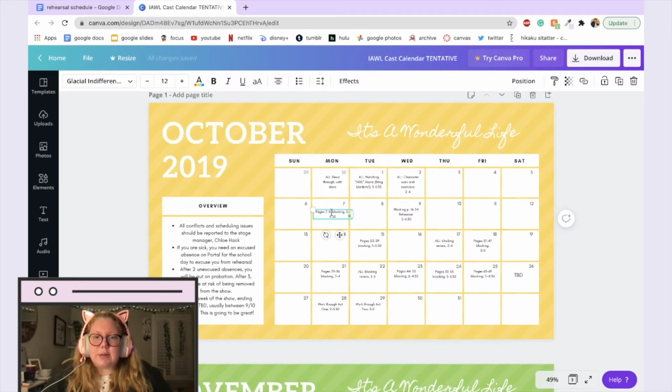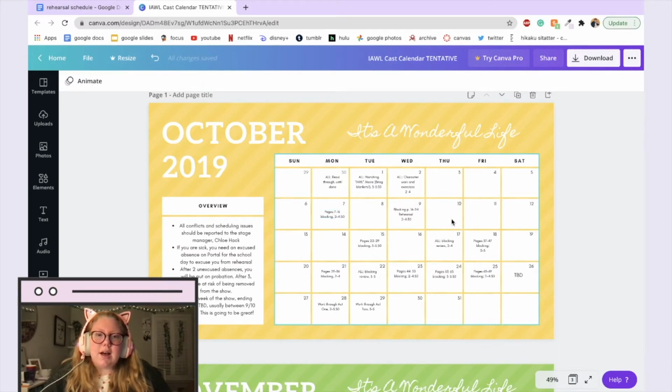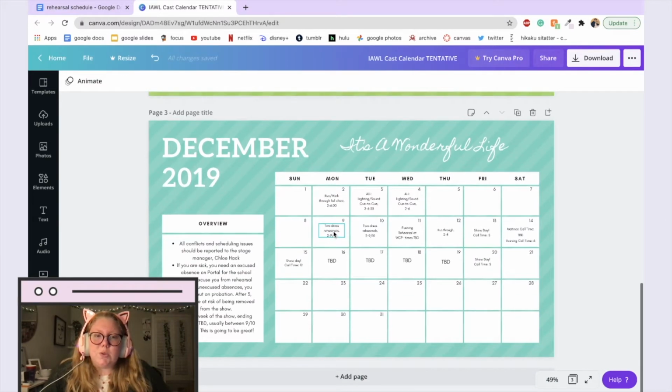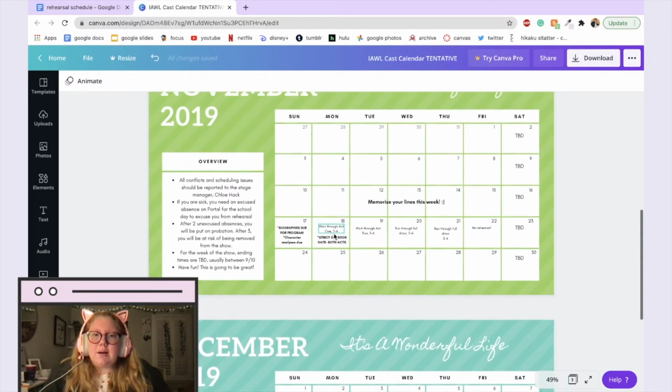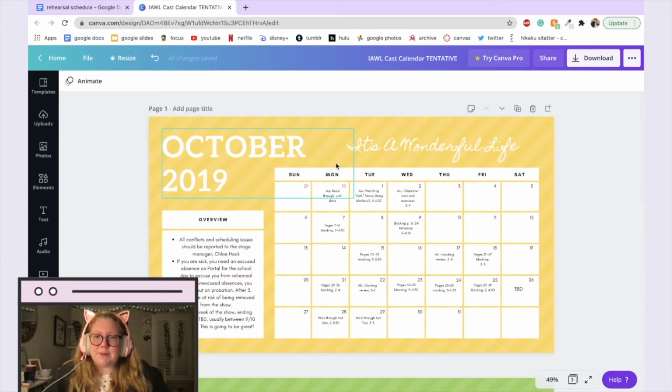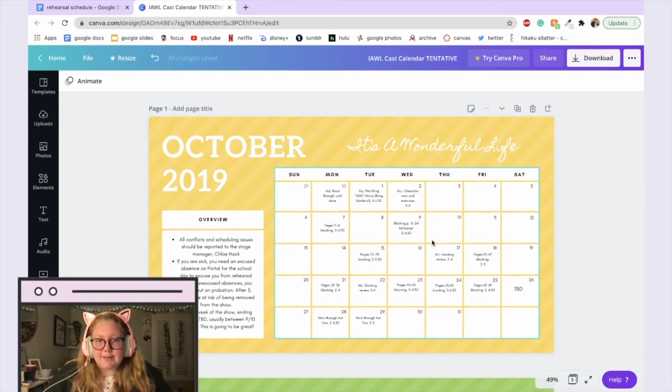So for example, on this day we were doing pages 7 to 16, blocking from 2 to 4:30, something along those lines. And then again, when it got time for tech to be included, you could write down, okay, lighting and stuff is needed. Again, I didn't do that on this one because, as you can see, this was the cast calendar, but I have that written down on a separate calendar that I made specifically for the crew so that people wouldn't get confused on what was happening every day. So yeah, that's a basic breakdown of how I did my rehearsal schedules and my calendars.